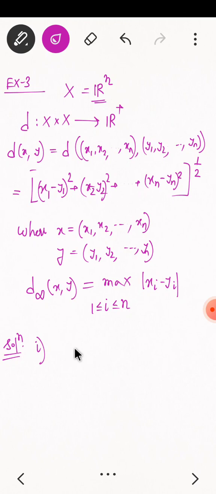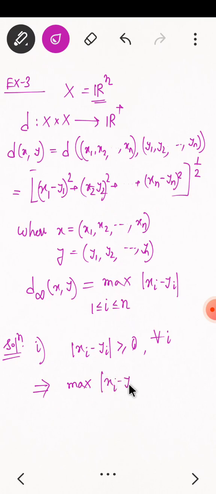So first of all, mod of xi minus yi is greater than or equal to 0 for all i. So the max of this quantity is also greater than or equal to 0. Max of mod of xi minus yi, where i varies from 1 to n, is greater than or equal to 0. That is, d infinity of xy is greater than or equal to 0. So our first condition is satisfied.